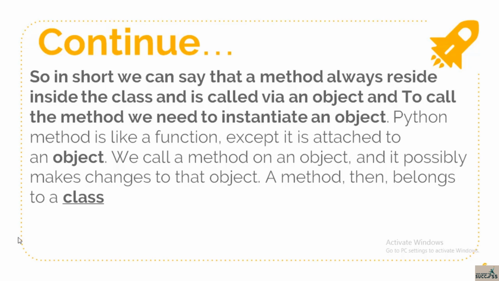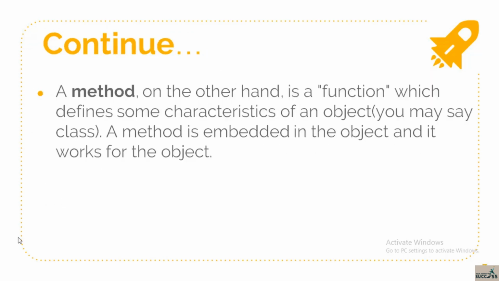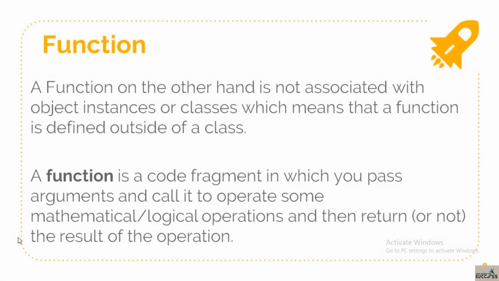A Python method is like a function except it is attached to an object. We call a method on an object and it possibly makes changes to that object. A method then belongs to a class. So a method is a function which defines some characteristics on an object. You may say class. A method is embedded in the object and it works for the object.